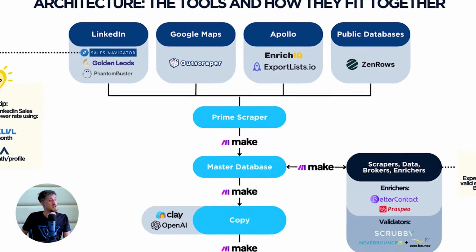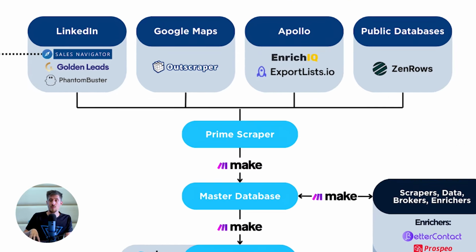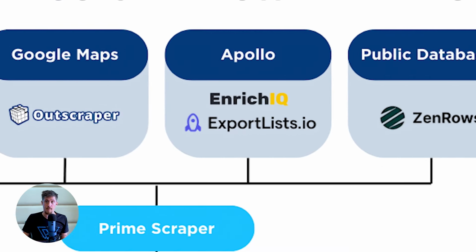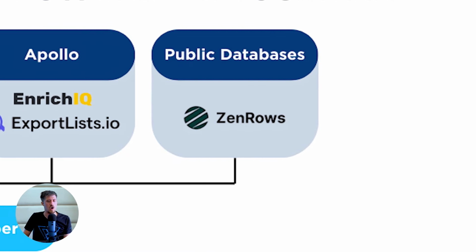The very first part is your prime scraper. This is the tools that you're going to be using in order to scrape your initial list. Depending on where you can find your ideal client profile, you'll be using different types of tools. The 4 most common sources that we use in our scraping and cold outreach are LinkedIn, Google Maps, Apollo, and then this last one I just call public databases, as it just refers to any public database with accessible information.